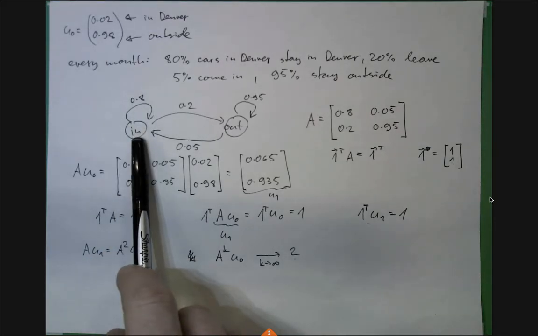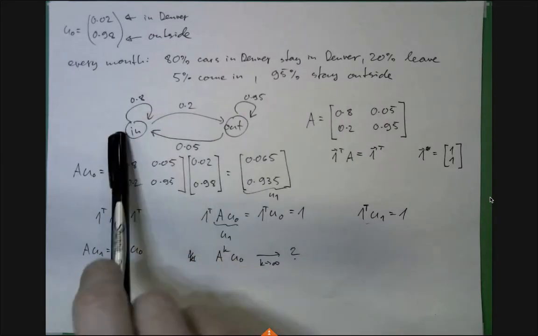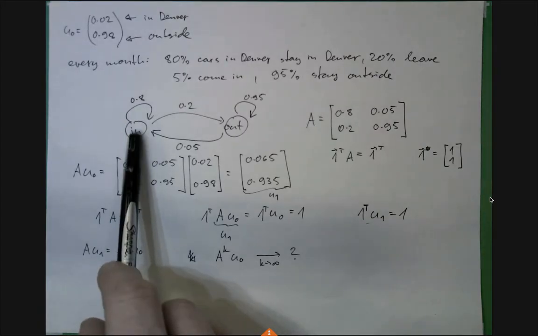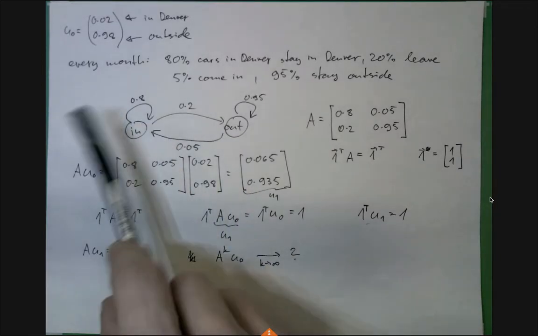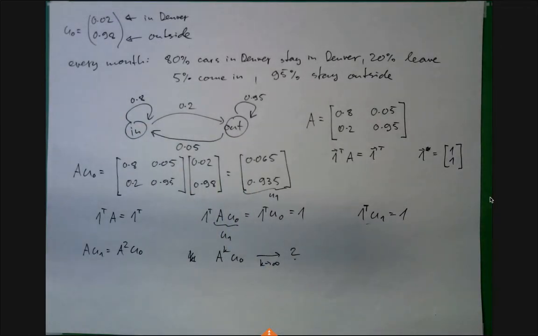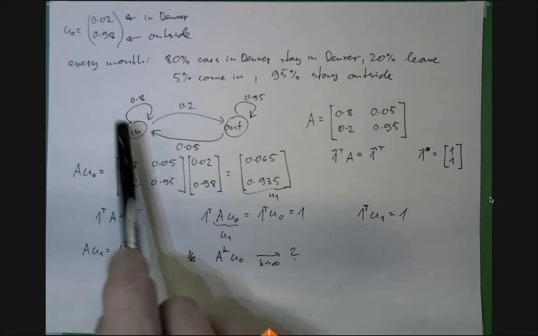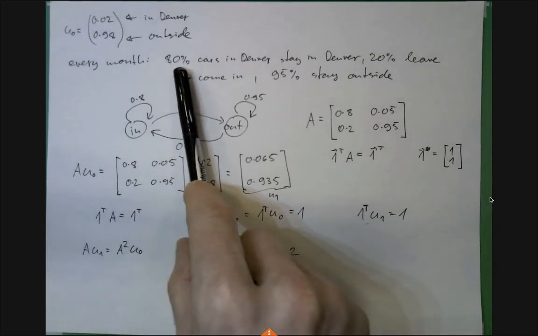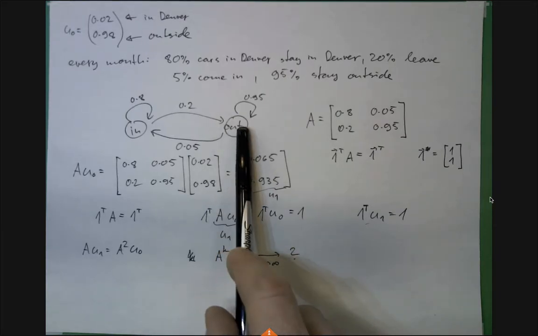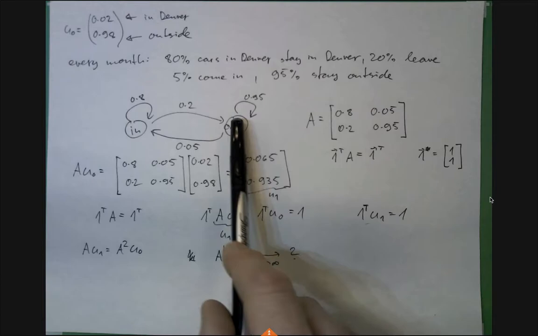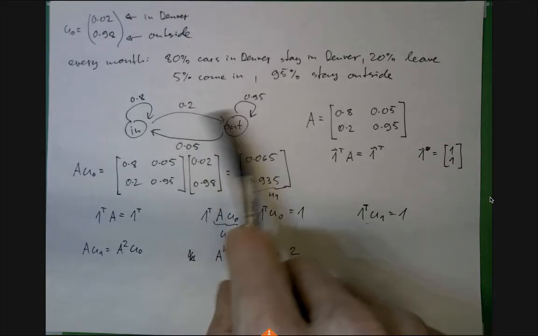A Markov chain is essentially a graph where the nodes represent some states. In this case, the states are being inside Denver and being outside Denver. The edges are oriented edges weighted with the transition probability. So what does it mean for our example? If we are inside Denver, we have 0.8 probability of staying there. That's this 80%. And we have 0.2 probability of going outside. Similarly, if we are outside, we have 0.95 probability of staying outside and 0.05 of coming inside Denver. So this is a very simple example of a Markov chain.